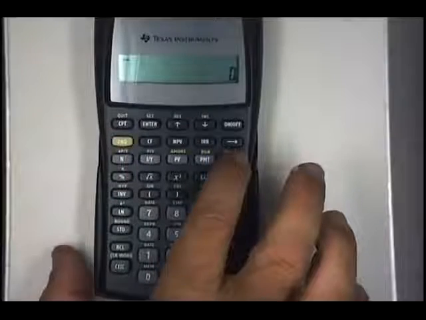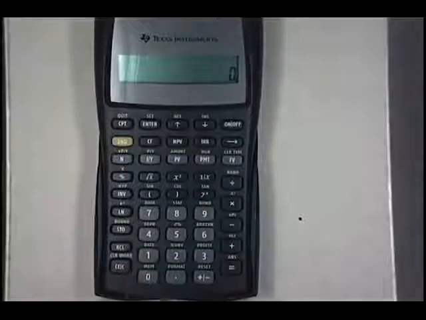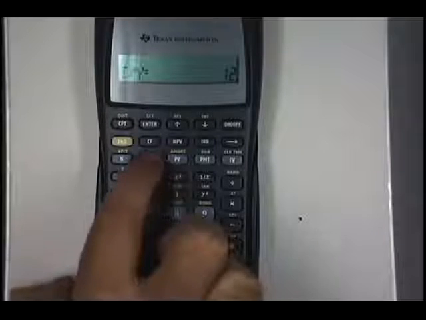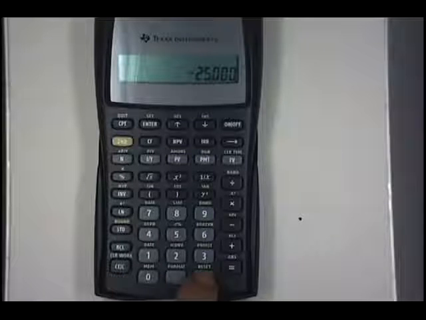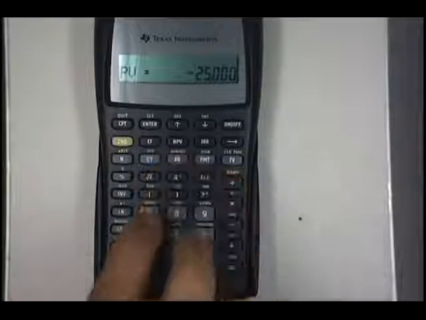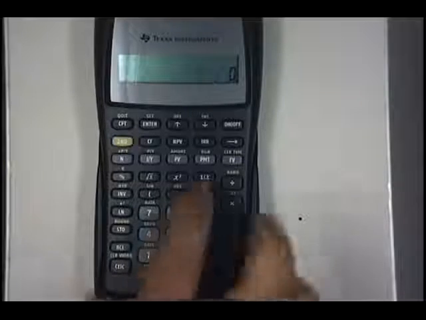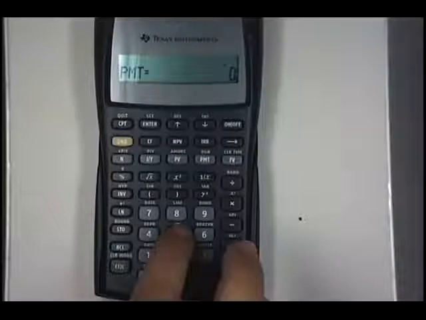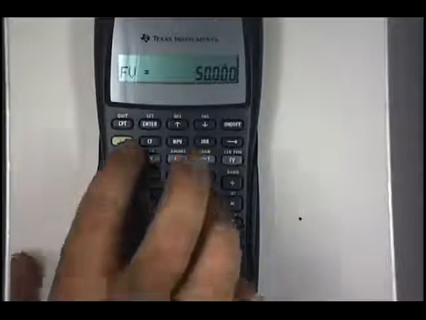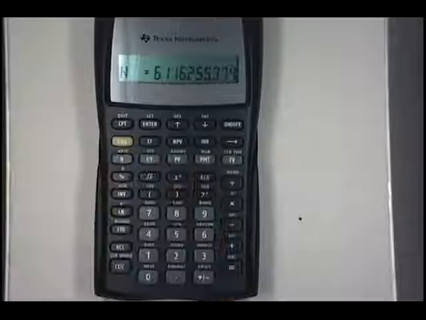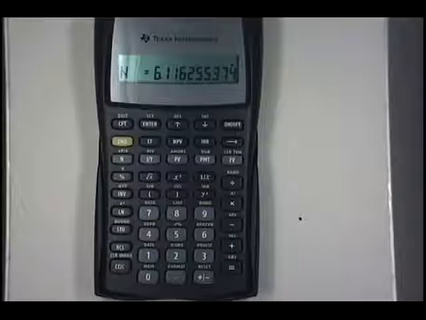Clear our time value of money. We have a 12% interest rate. We have a $25,000 negative present value or cash outflow. We have a 0 payment, and my future value will be $50,000. To solve for my time frame is 6.1 or 6 periods. That's not right either.